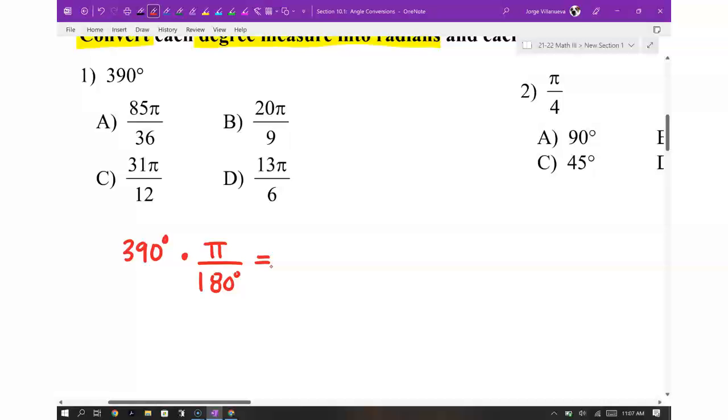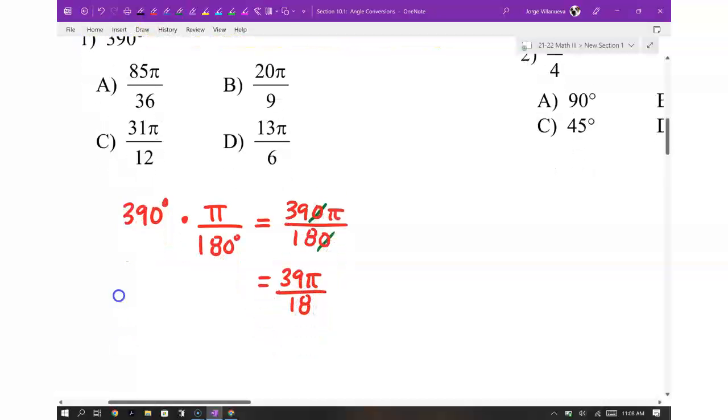Well, if I multiply that, again, I'm doing this by hand, so I'm not trying to take any shortcuts here. I get 390 pi over 180. Now, you see how both numbers end in zeros? I can cancel that out because that's like dividing by 10. Okay? So I'm going to end up with 39 pi over 18.